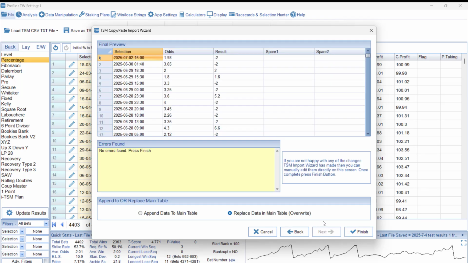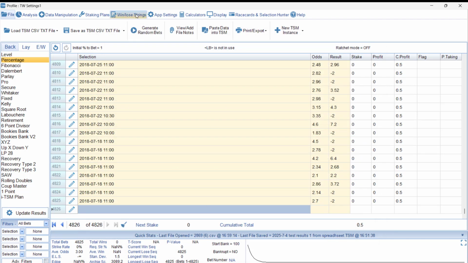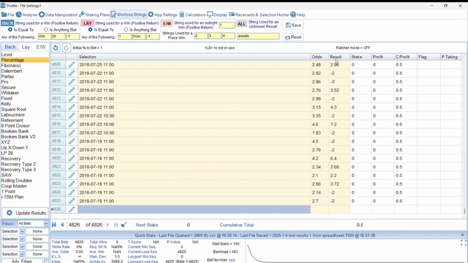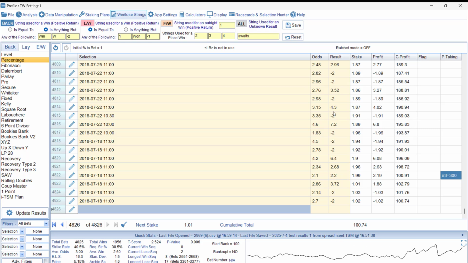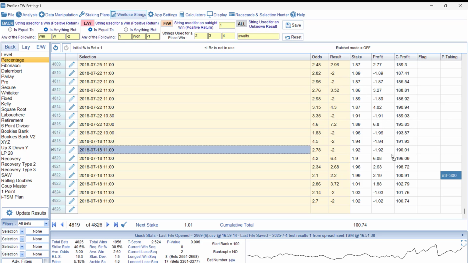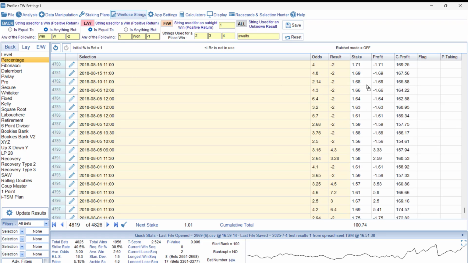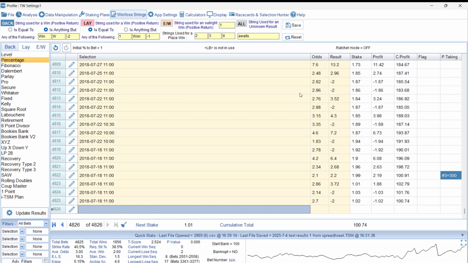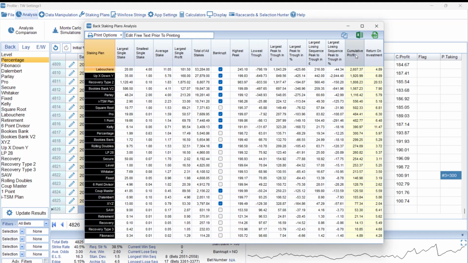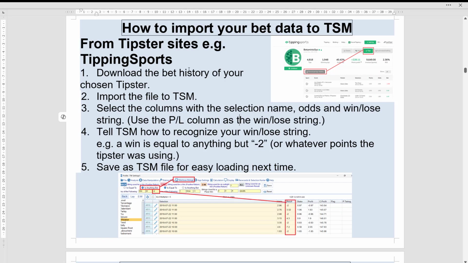So then I'm going to import that data, and I have to go to the win-lose string and tell it that a win is anything except -2. So where it says -2, that's a loss. And in this way, it's really easy to import this data from a tipster who is always using the same stake, because then you just enter that -2 as equaling a loss. And then again, we can do our analysis. Brilliant. So it's simple to do it, importing data from tipster sites too.